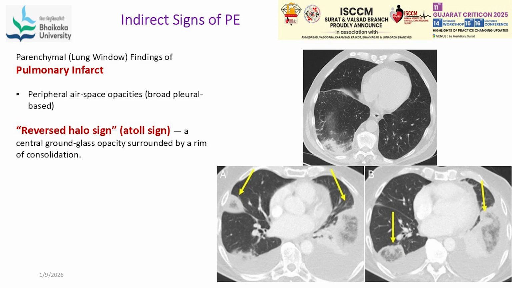Now, indirect signs of pulmonary embolism. We all know there are some indirect signs of pulmonary embolism, and we have learned these since ages in our MBBS or even medicine, like pulmonary infarct. It's a peripheral airspace opacity, like a pleural-based wedge-shaped opacity. In CTPA, even if we do not find any pulmonary thrombus, if we find this pulmonary infarct, we may have a pulmonary embolism at a subsegmental peripheral level.